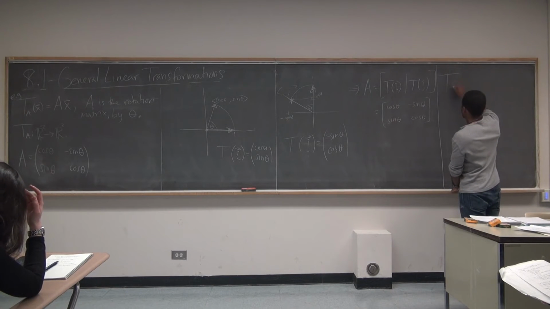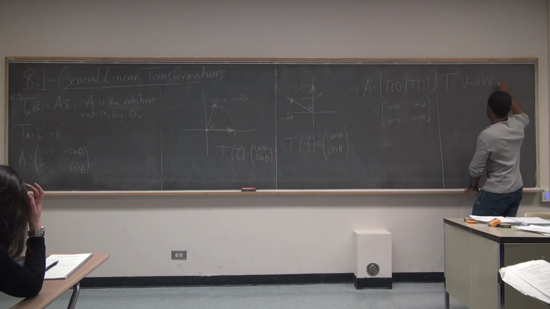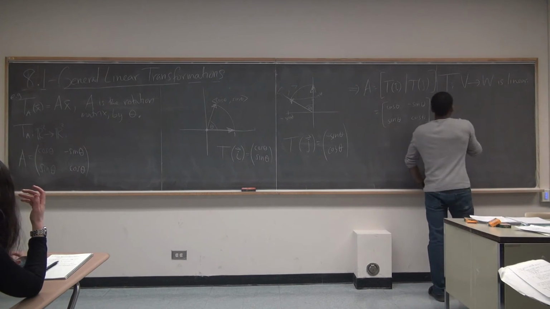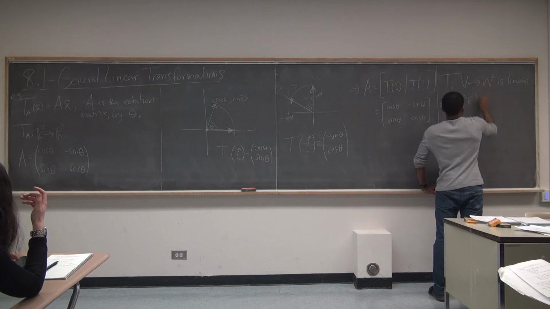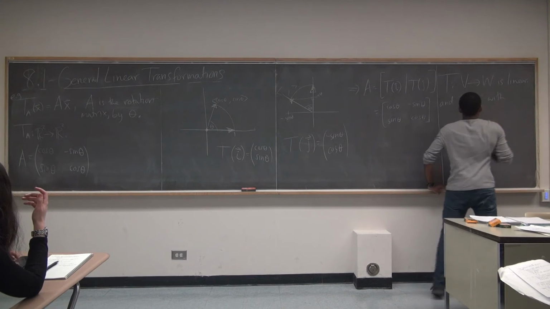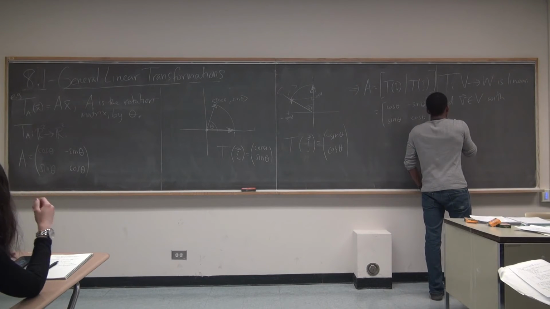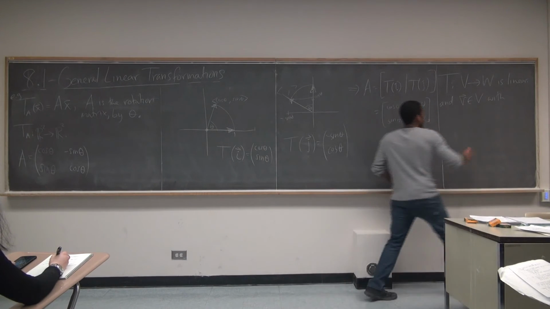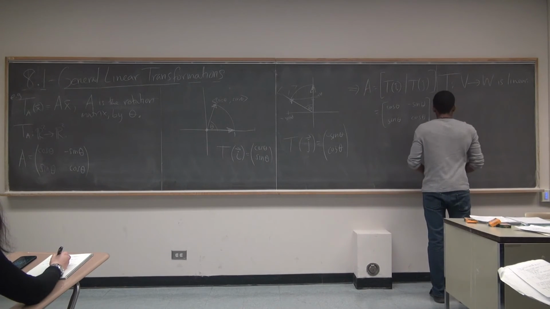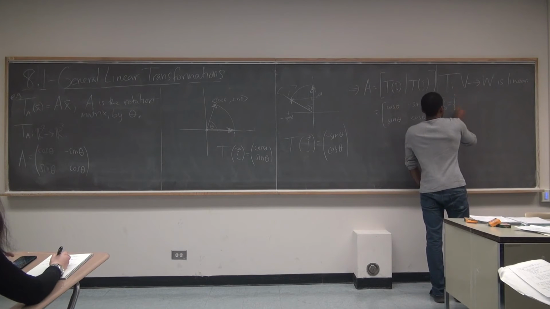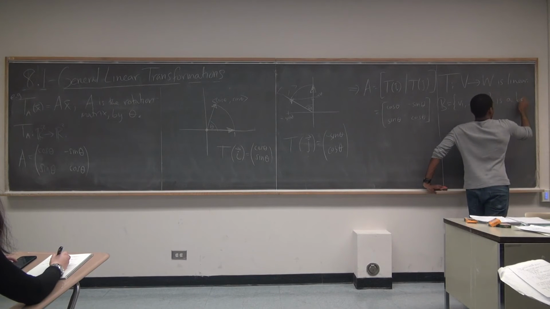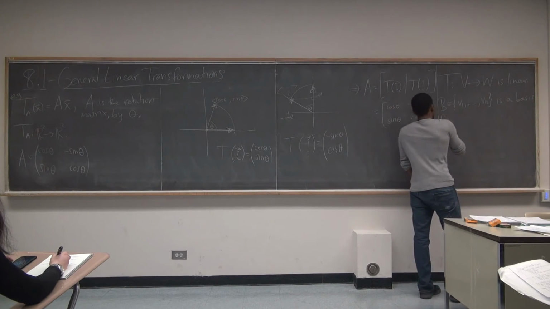Okay, something else. T from V to W. Assume that's a linear transformation. And v is in V with, let me define the basis for V first. Script V equals v1 up to vn is a basis for V.